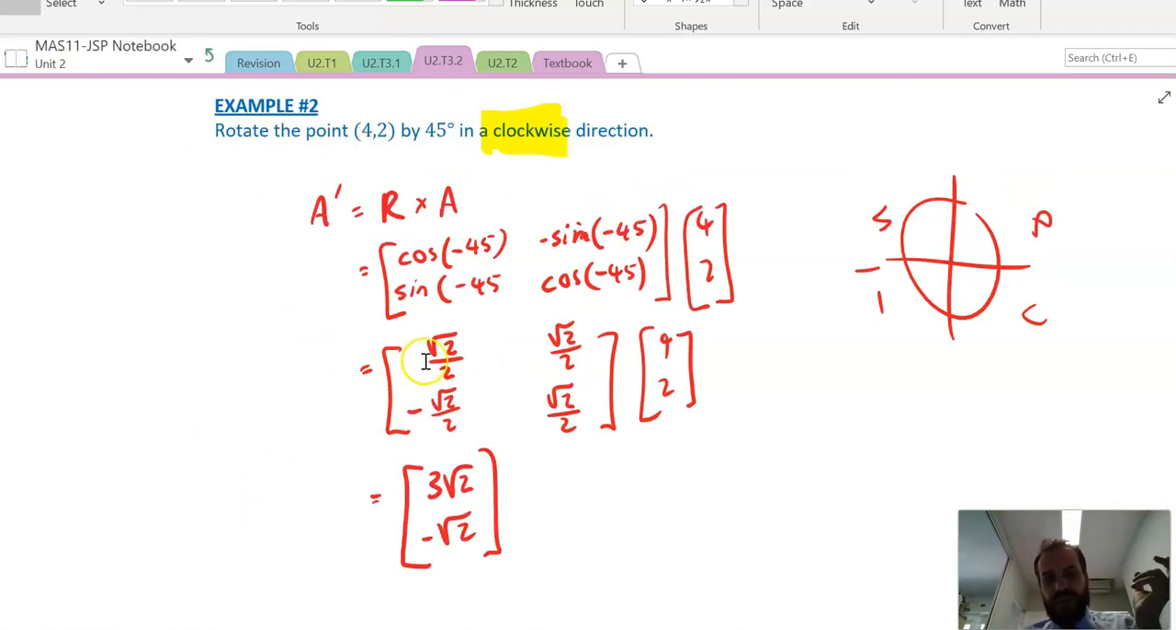I'm not going to do that on camera, but it's root 2 on 2 times 4, root 2 on 2 times 2, add them together. Negative root 2 on 2 times 4, and root 2 on 2 times 2, add them together, and you'll get 3 root 2, negative root 2.